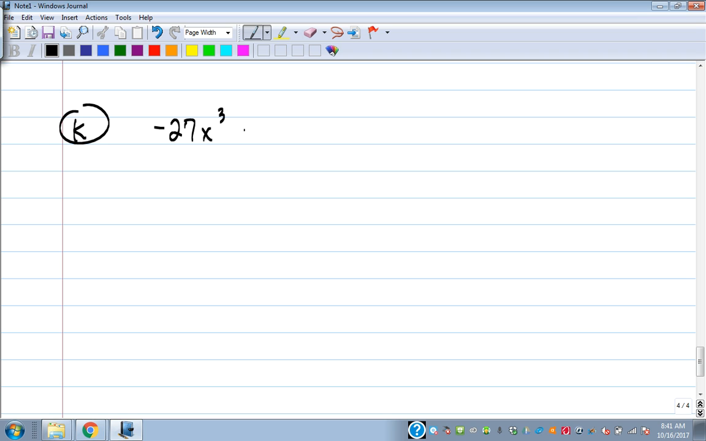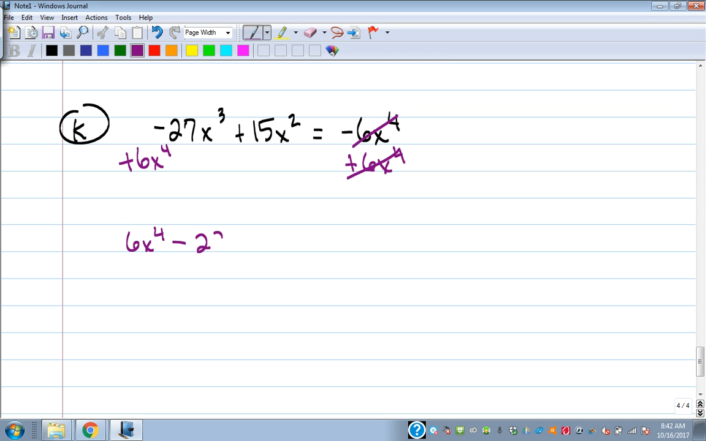Negative 27x to the third plus 15x squared equals negative 6x to the fourth. What's wrong with this one? It doesn't equal 0. What's the quickest way to get it to equal 0? Yeah, moving the 6x to the fourth. If you wanted to, you could move these two things over there. That's fine. Doesn't matter which way you go. But I think adding the 6x to the fourth, that's the quickest way. Why did I put it out to the front? So it'd be in descending order. Exactly right. 6x to the fourth minus 27x cubed plus 15x squared. Now it's equal to 0.